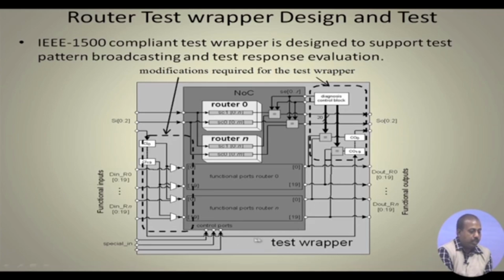Similarly, the functional output lines will also be available on this scan chain. So, the 3 scan chains are there. The SI lines give the test patterns, and the SO lines give the responses. We can also have a diagnosis control block, which is optional.